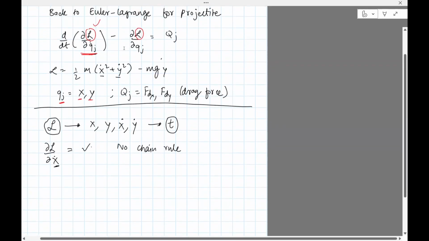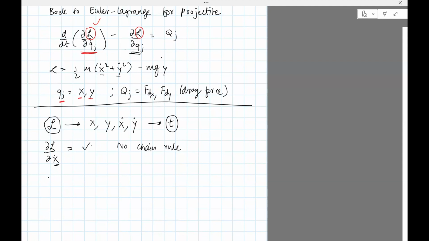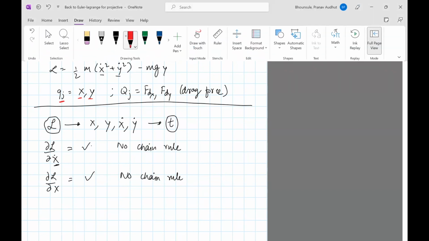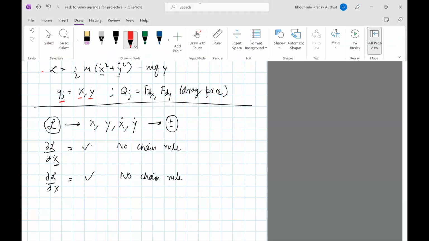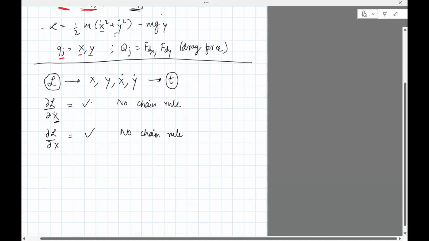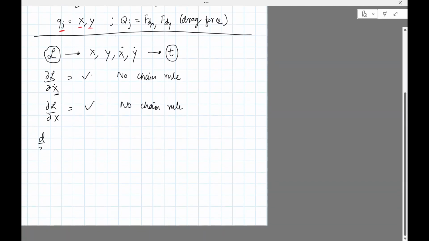If you look at the second part, dL dq, where q is x, that is also straightforward. There's no chain rule because, again, it's not a function of time. The place where you'll have a chain rule is only in the first part, once you compute dL dq dot. Okay, so I'll write that formula. We need to use the chain rule for d dt of dL dx dot.